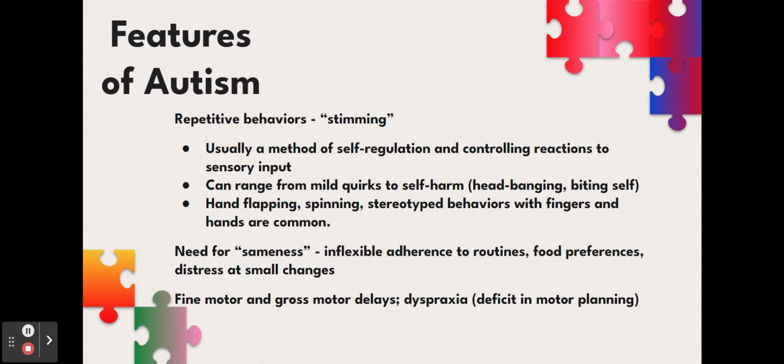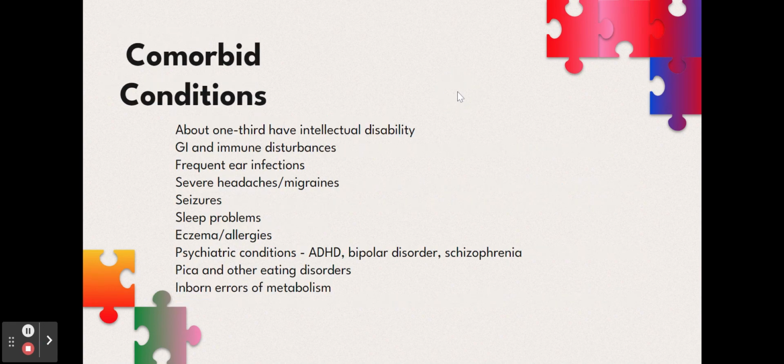There seems to be a need in a lot of folks with ASD for sameness, inflexible to routines, food preferences, and that can impact nutrition. And you see distress at small changes, a change in a caregiver, a change in a daily routine, a change in the way to school could trigger increased behaviors associated with autism. There are sometimes associated fine motor and gross motor delays. We see deficit in motor planning sometimes.